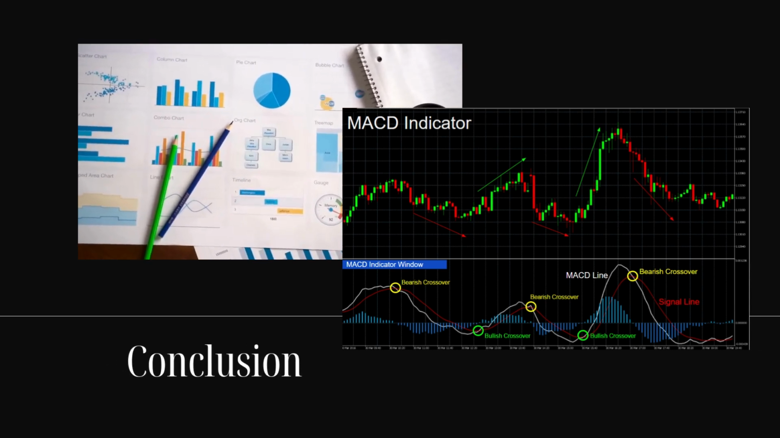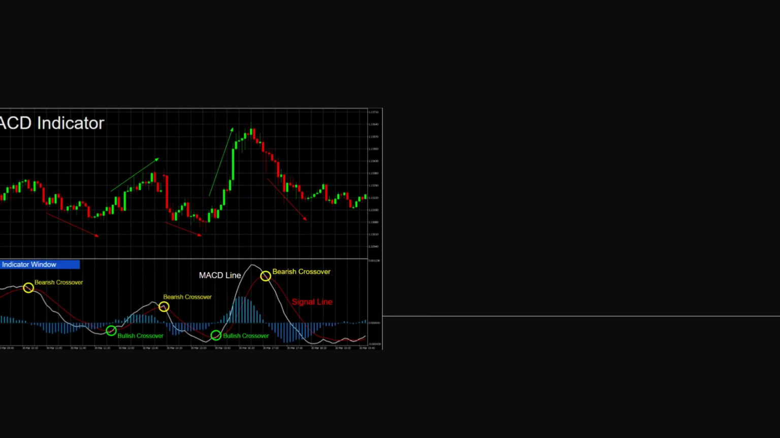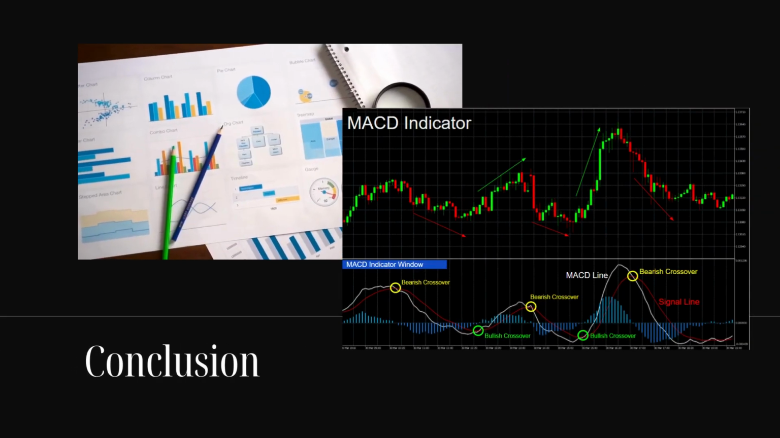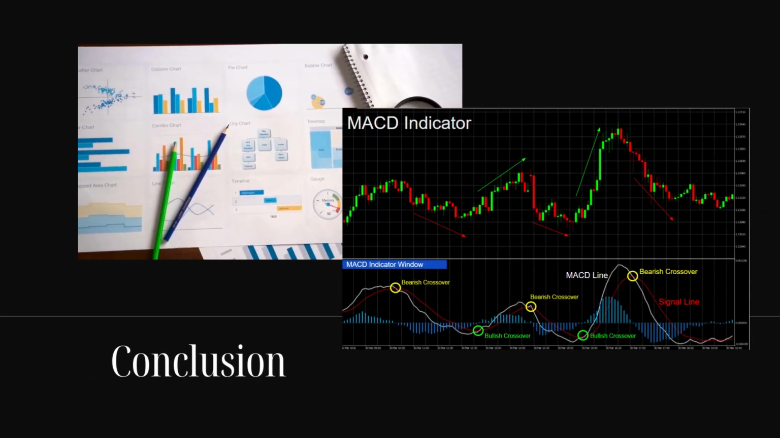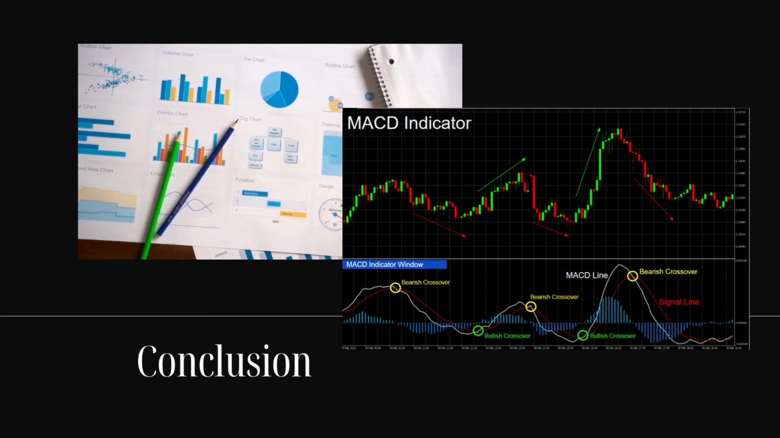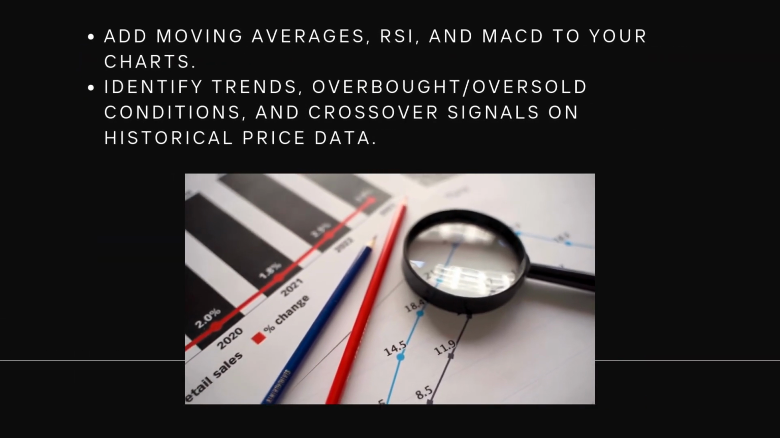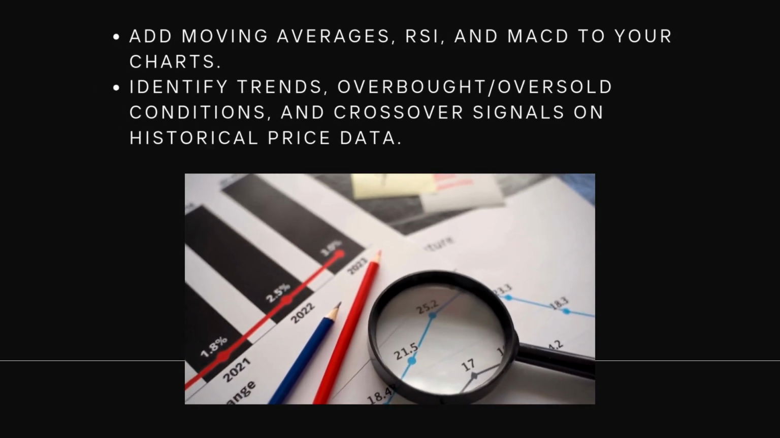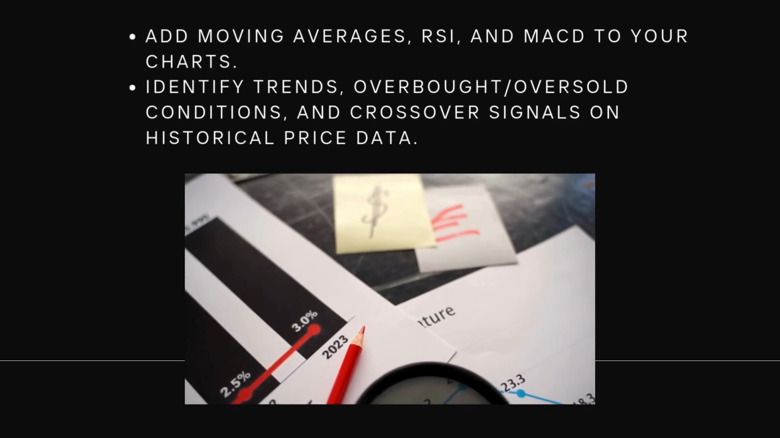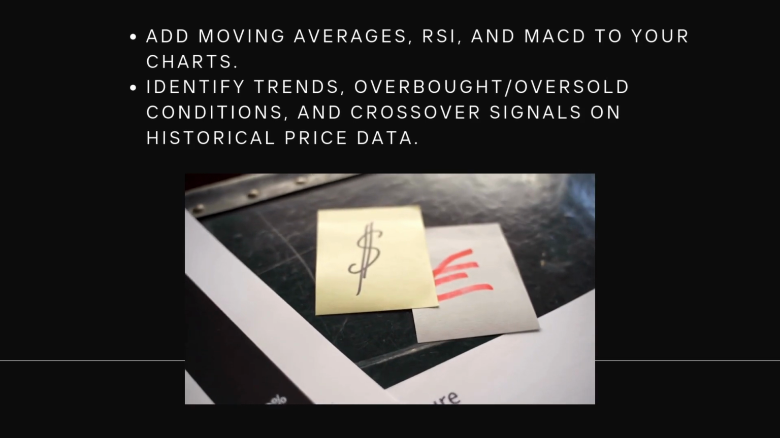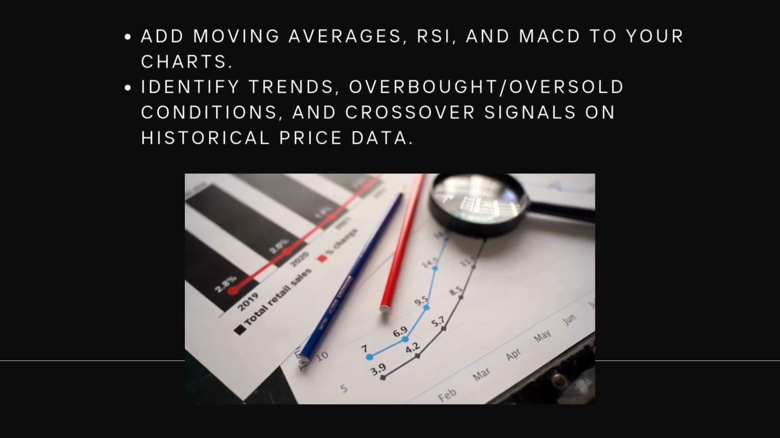To summarize, moving averages help identify trends and crossovers. RSI indicates overbought or oversold conditions and identifies divergences. MACD combines trend following and momentum to provide buy and sell signals. While each tool is powerful on its own, combining them improves accuracy. Remember, no single tool guarantees success. Always use these indicators alongside other analysis methods and risk management strategies.